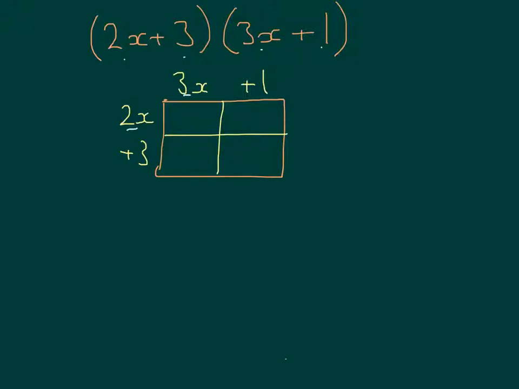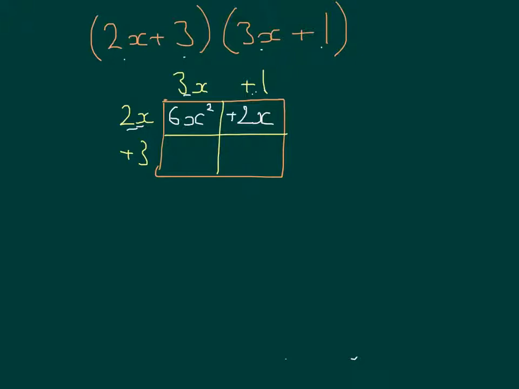Oh, that can be quite tricky. So let's stick with the numbers first. 3 times 2 is 6, and x times x is x squared. Let's move over. Now we're timesing it by plus 1. So we've got 1 times 2 is 2, and we've still got our x here, so there must be an x on the end there.